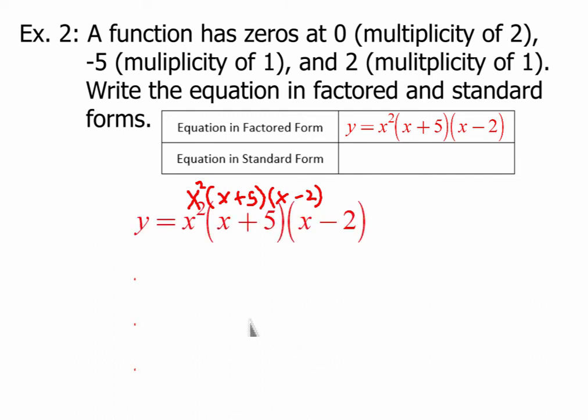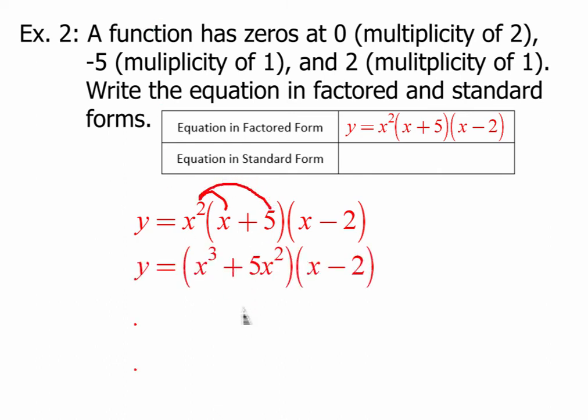Now, I need to take this and put it in standard form, so I need to multiply these things all out. So we're going to work with two factors at a time. First, I'm going to work with x squared and x plus 5. So x squared times x plus 5 is x cubed plus 5x squared. Then I want to work with the two remaining factors.